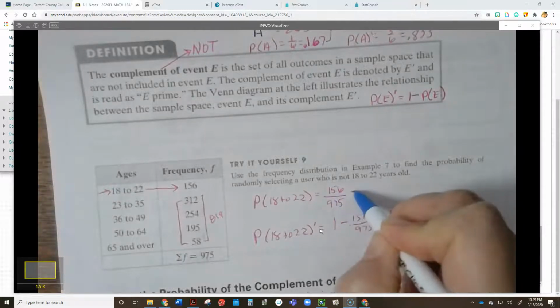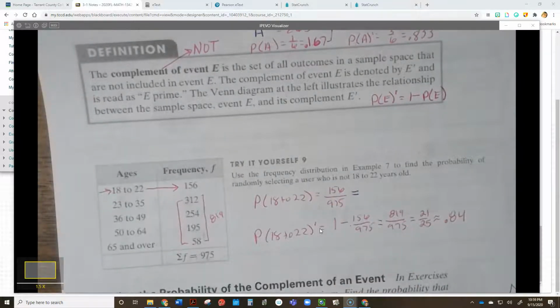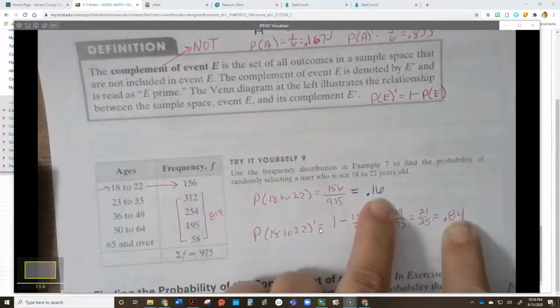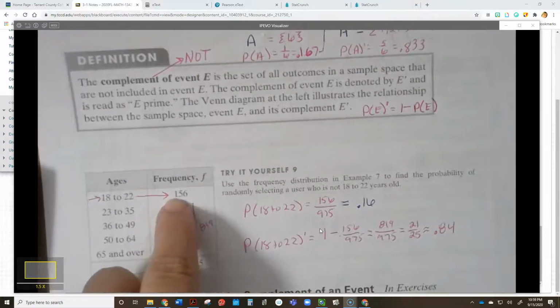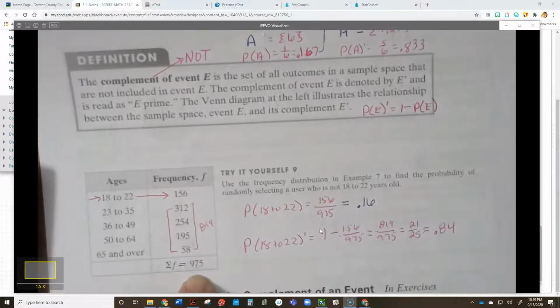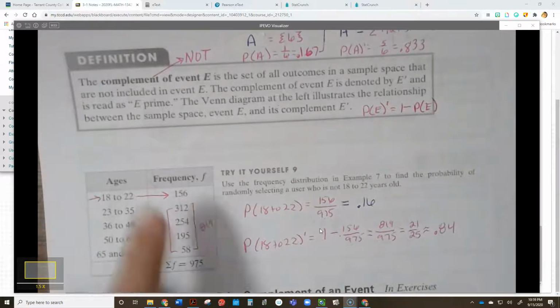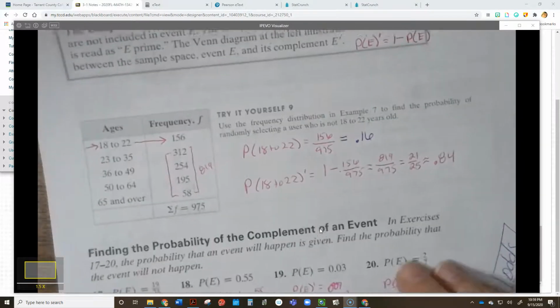So reduce this down just to make it 156 divided by 975, and you get 0.16. And what happens if you put those two together? 0.16 plus 0.84, you get 1. And that's always going to be the case, because you're either 18 to 22 or you're not. And so that's the complement.